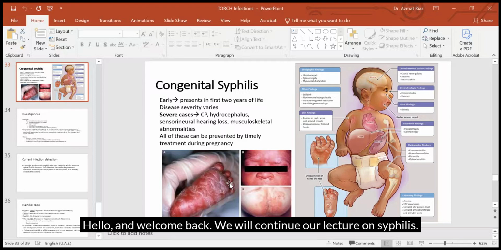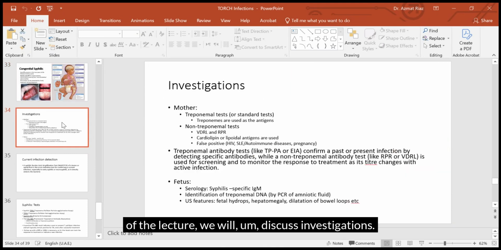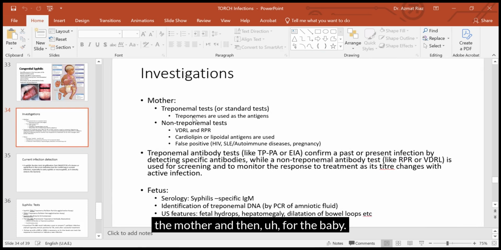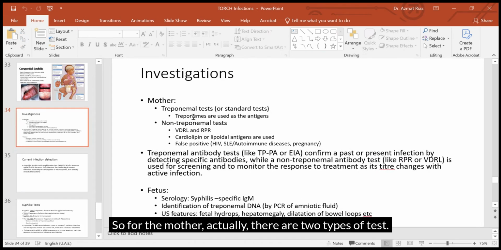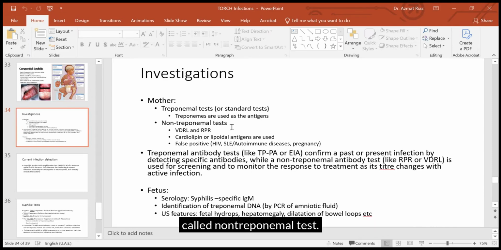Hello and welcome back. We will continue our lecture on syphilis, and in this part of the lecture, we will discuss investigations. We will first discuss what investigations we can perform for the mother and then for the baby. For the mother, there are two types of tests. The first group is called treponemal tests, and the second one is called non-treponemal tests.